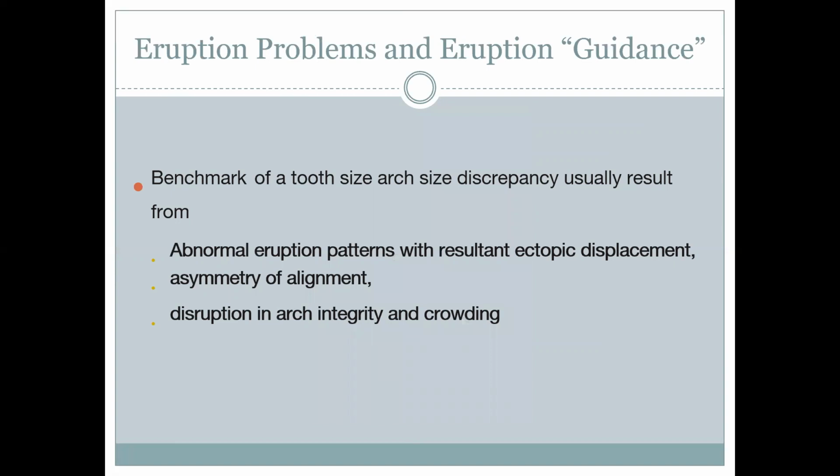So, the eruption problems and eruption guidance. The benchmark of a tooth size, arch size discrepancy usually results from one, abnormal eruption patterns with a resultant ectopic displacement, asymmetry of alignment, which is crowding or the teeth growing too much to one side, and a discrepancy in arch integrity and crowding.